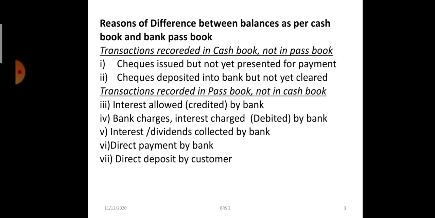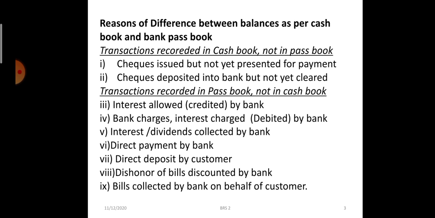Direct deposit by a customer, we were not informed, so we have not recorded it in cash book. Dishonor of bills discounted by bank or any check. Similarly, bills collected on behalf of any customer. The bank has collected, so it is recorded in passbook but not in cash book. So these are the reasons where a transaction is recorded in either cash book or passbook but not in the other book, which leads to the difference in the cash book and passbook balance.